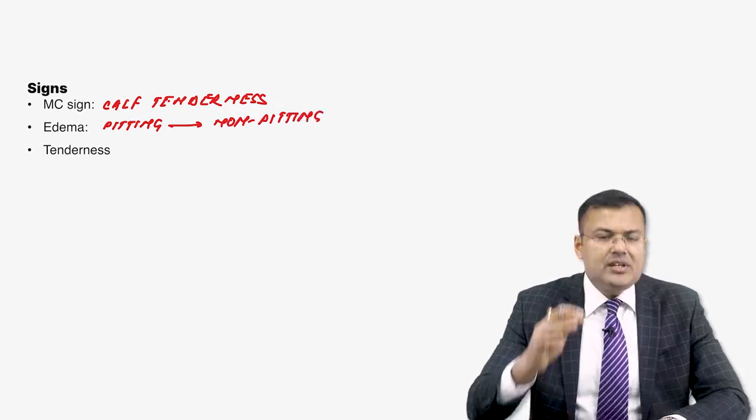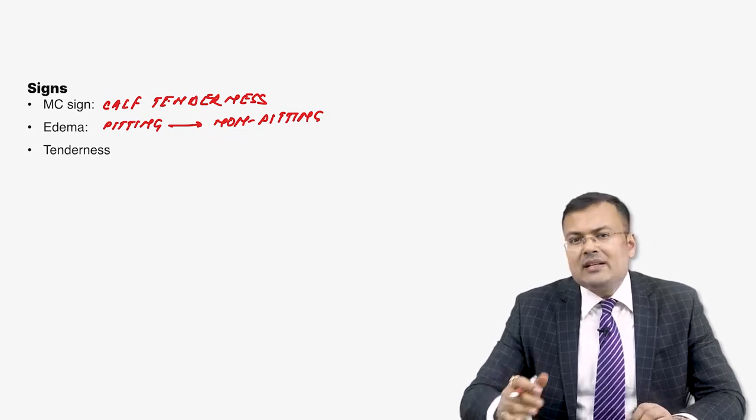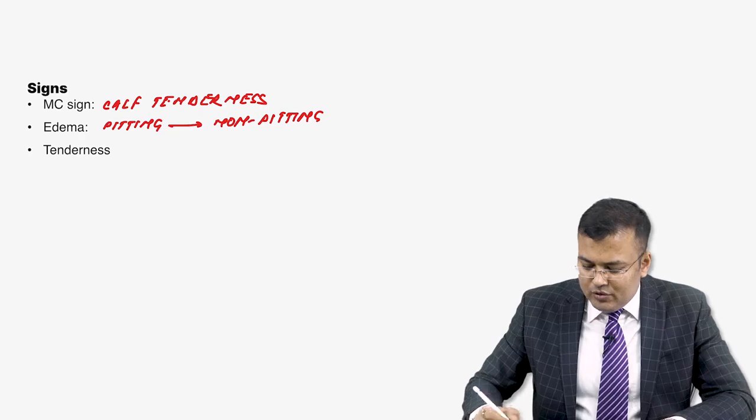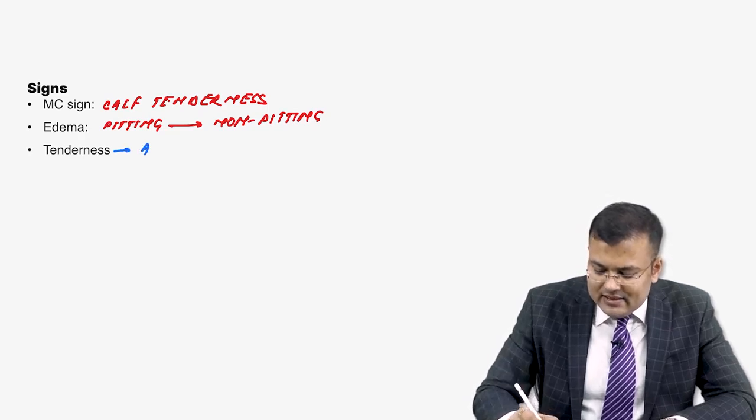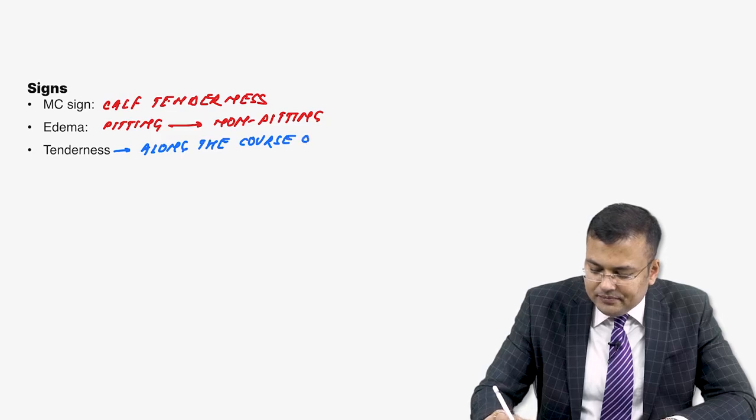And if the patient is having thrombosis, you are going to perform deep palpation. There is tenderness along the course of the vein. So what you're going to notice is that there is tenderness along the course of the vein. Clear?